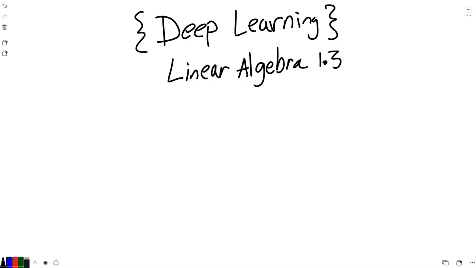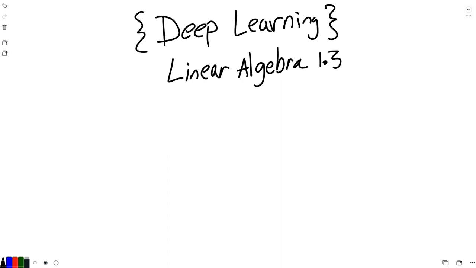Hello everyone, we continue the third session of linear algebra in the course of deep learning. We have seen in the second session, on the second part, the concept of matrix rank and also the column vectors or the basis of column vectors. And today we continue and let us start with the concept of matrix transpose.